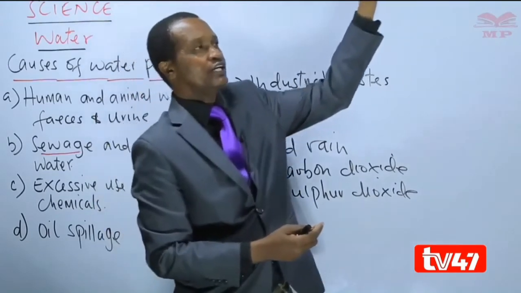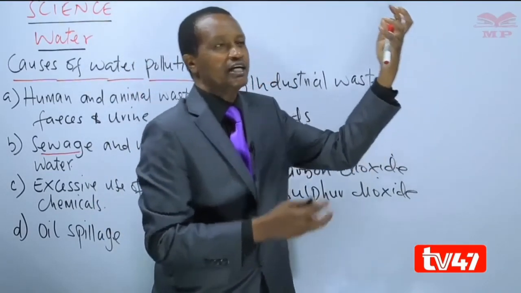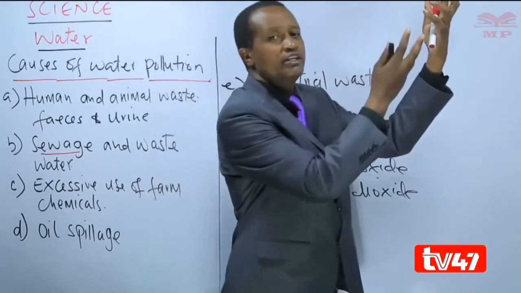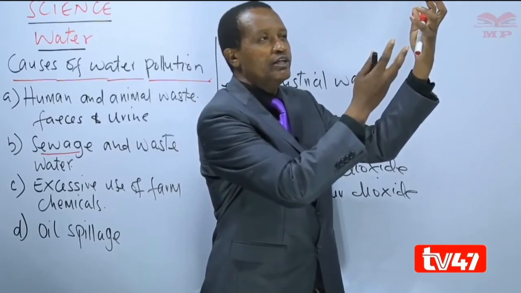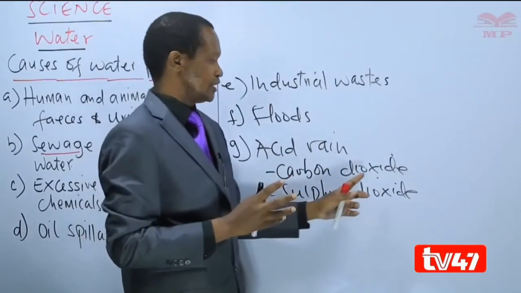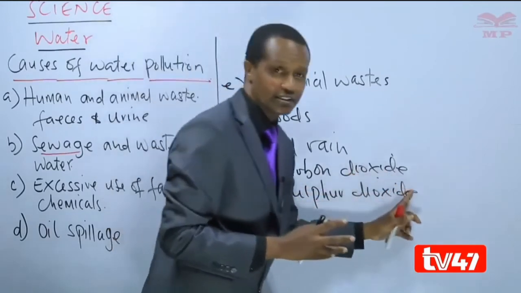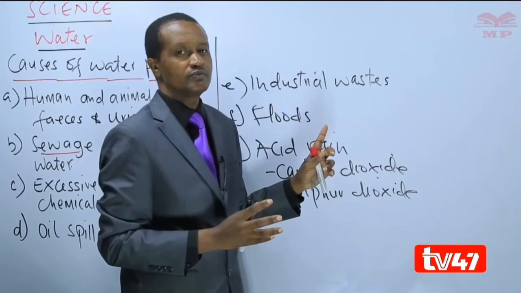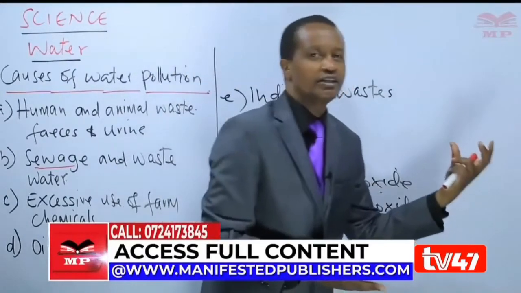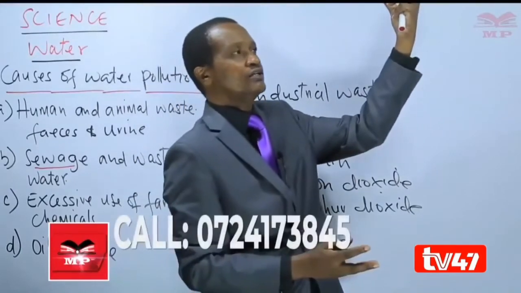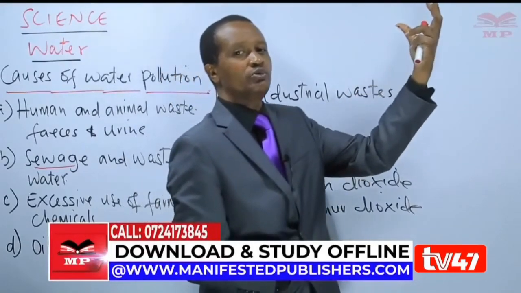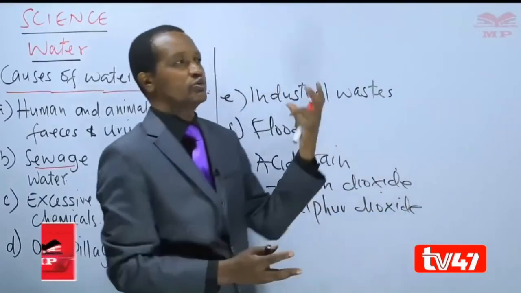When the rain descends and the gases that are in the atmosphere dissolve in the rainwater, we now have what we call acid rain, because that rain has mixed with these gases. And what does that lead to? When you have acid rain, that acid rain will cause the roofing of houses to be destroyed, or to rust.